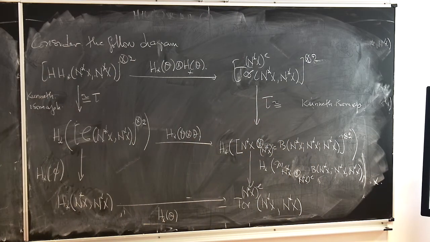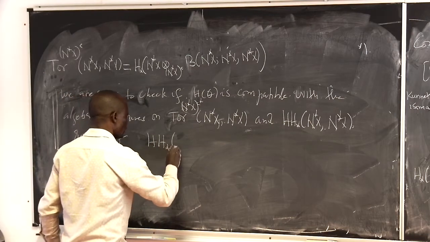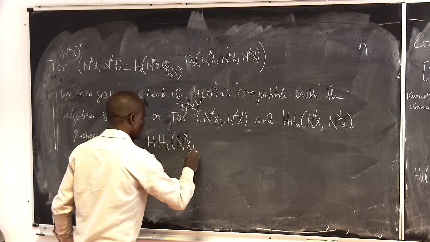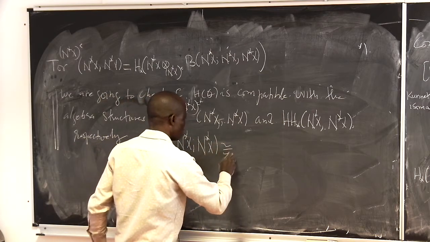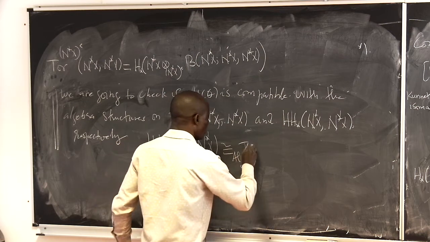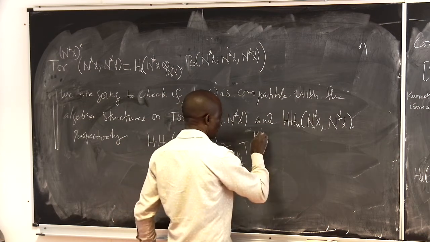So the Hochschild homology of the normalized angular quotient of x with coefficient in itself is isomorphic as algebra to the Eilenberg-Moore differential tau.